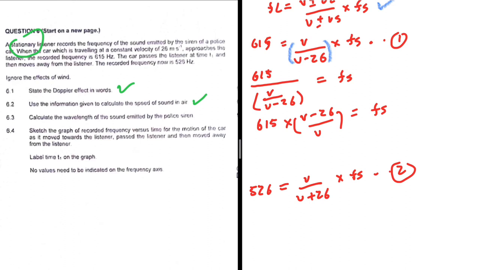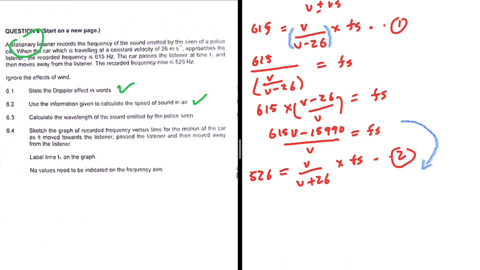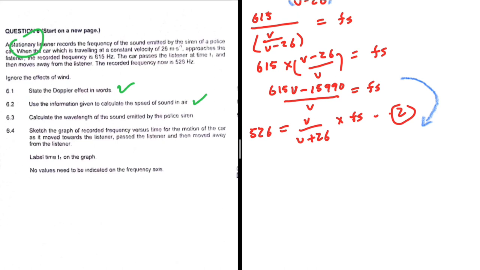Let's further simplify it. 615 multiplied by V is 615V. And then we have 615 multiplied by minus 26. That is minus 15,990, everything divided by V, right? This is Fs. So let's substitute this Fs into our equation 2. Can we take this to the left-hand side first? Okay, let's take that to the left-hand side first.